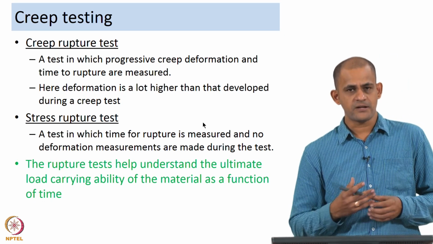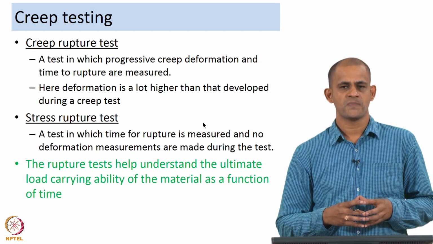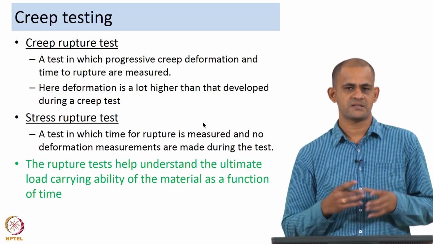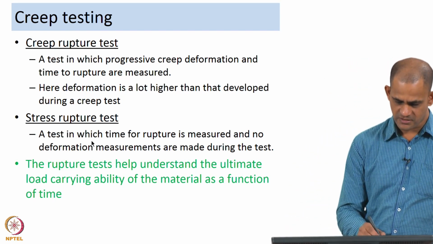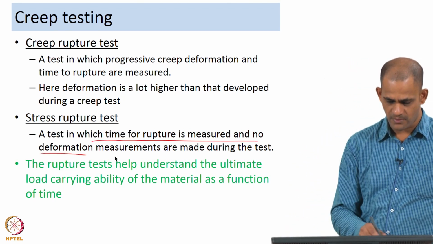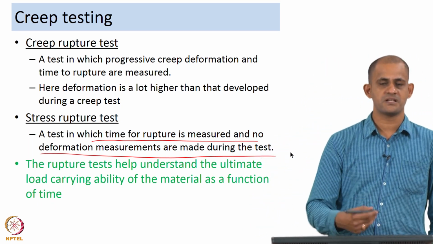And a variant of the creep rupture test is the stress rupture test, and in this type of test, the only measurement is the time to rupture. So, a stress rupture test is a test in which time for rupture is measured and no deformation measurements are made during the test. So, if you see, there are three things that are coming out.